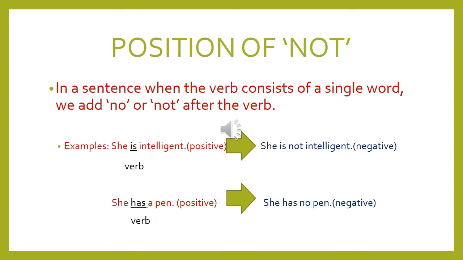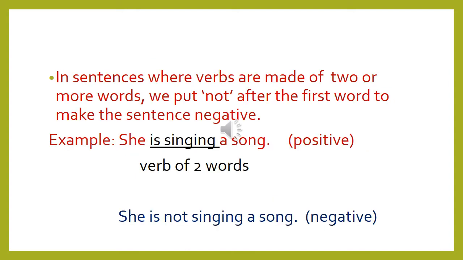Second sentence we will see. She has a pen. Positive sentence. Has is the verb. It is a single word. We will put no after has to make it negative. She has no pen. Now we have seen the use of verbs which are single word.